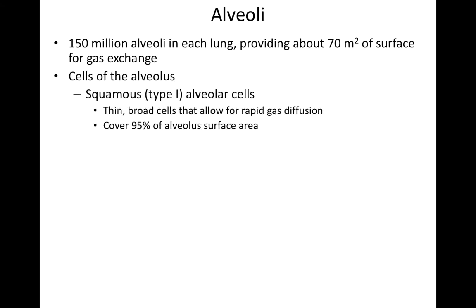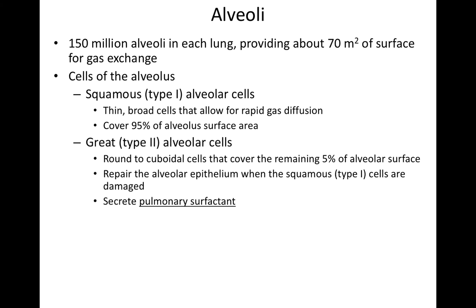So we've got 3 different cell types. We start with what are called the squamous or the type 1 alveolar cells. These are your simple squamous epithelial cells. This is where we do our diffusion. This is going to be about 95% of the surface area that we see. The type 2 alveolar cells, or great alveolar cells, are roundish. They're kind of cuboidal. They make up the remaining 5% of the surface area. Their job is to take care of the type 1s. So they help repair them if they're damaged, and they're also going to secrete something called pulmonary surfactant that we're going to talk about in a little bit.